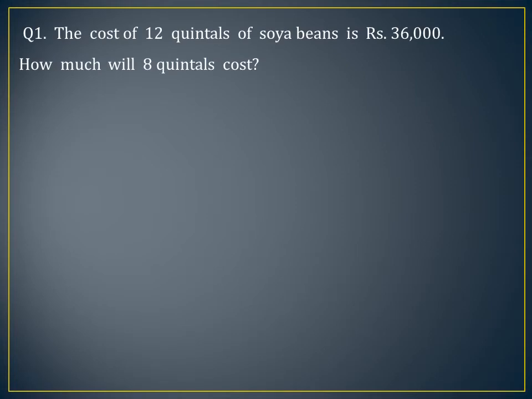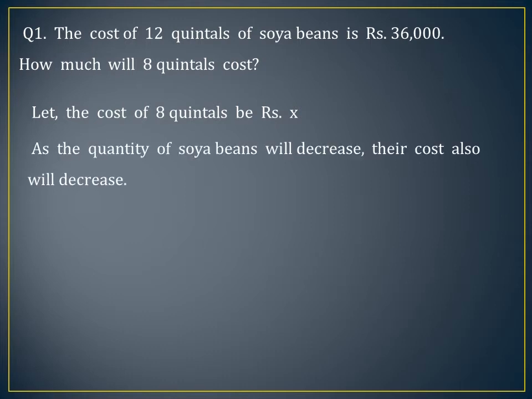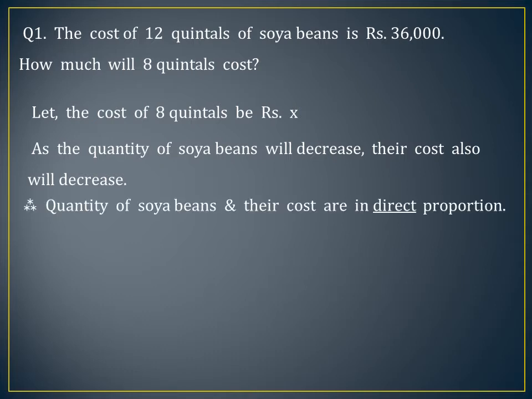So let's see our first problem. The cost of 12 quintals of soya beans is given as 36,000 rupees and we need to find the price of 8 quintals. Let's begin by assuming that the cost of 8 quintals would be x rupees. As we saw in the examples before, as the amount of soya beans that we want to buy is reducing from 12 to 8, the price to be paid will also be reducing. Therefore this question is of direct proportion type.